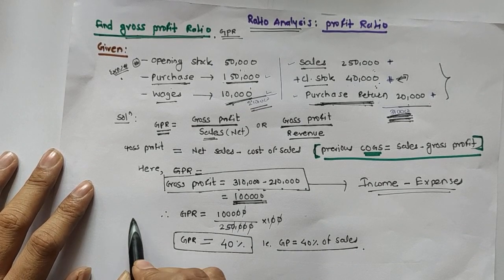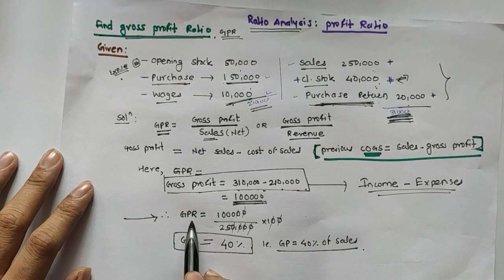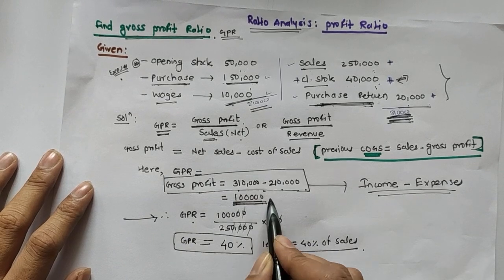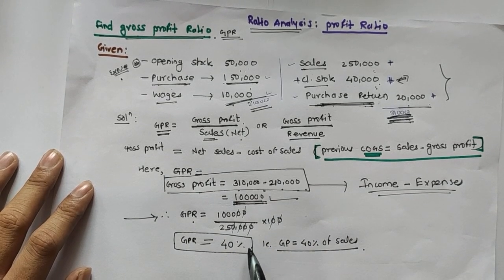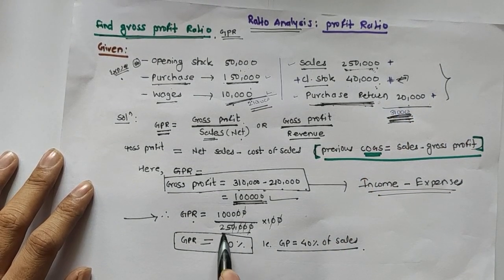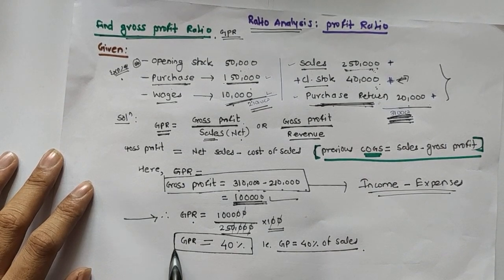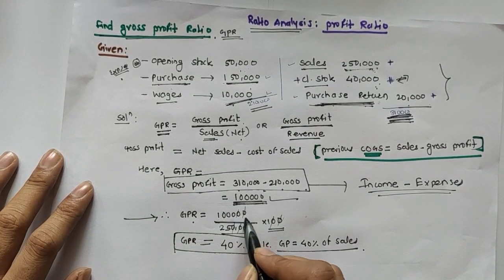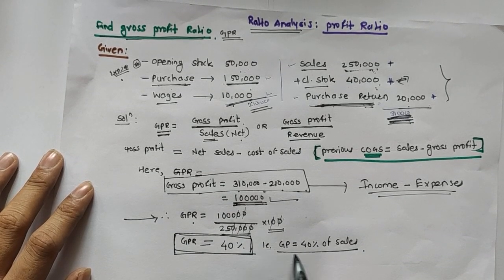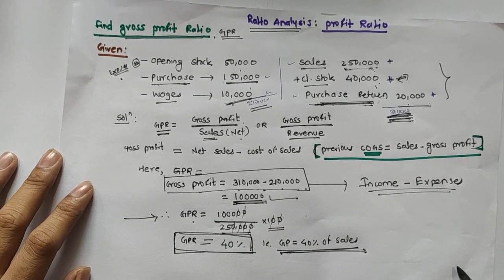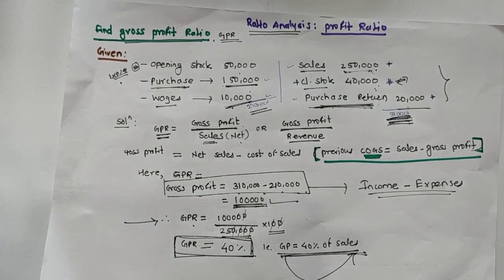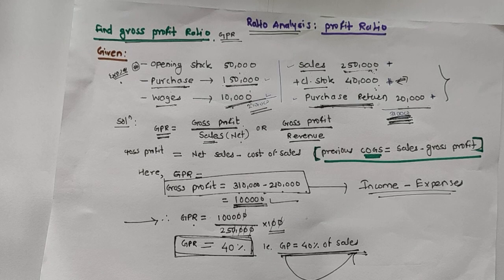Now we have to calculate the gross profit ratio. What is the gross profit ratio? It is gross profit upon the sales. The gross profit here is 1 lakh, so 1 lakh divided by the sales they have given, 250,000, into 100, you will get GPR. Zero cancel, zero cancel, 25 fours are 100. So you will get 40% as your gross profit ratio. That means your gross profit is 40% of the sale.